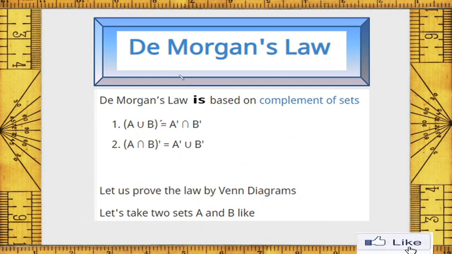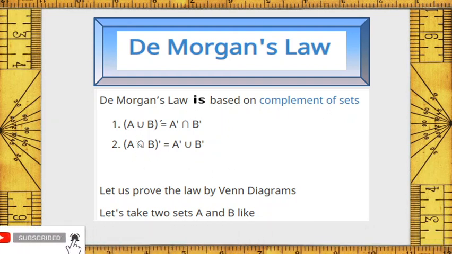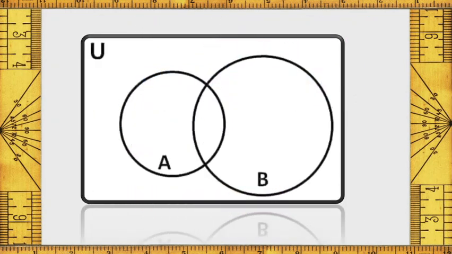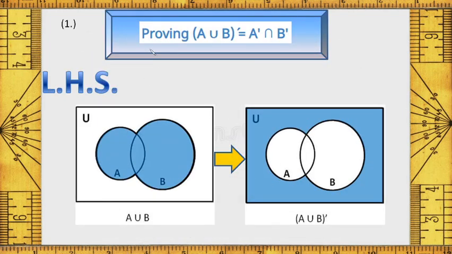Now let's see De Morgan's law. This is a very important law. De Morgan law is based on complement of sets. There are two laws. So let us prove the De Morgan's law. Let's take the first part and let's try to prove it with the help of Venn diagrams. So let's take two sets A and B like this. This is universal set, and A and B, these two sets we have taken. Now we are proving the first De Morgan's law: A union B whole complement is equal to A complement intersection B complement.